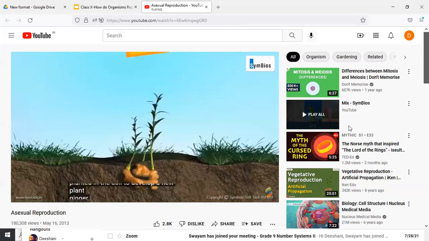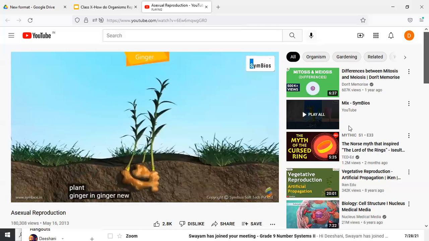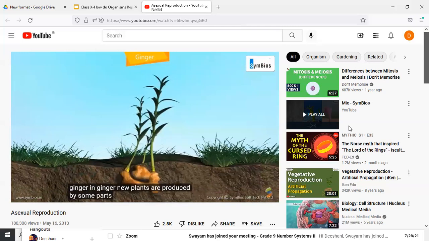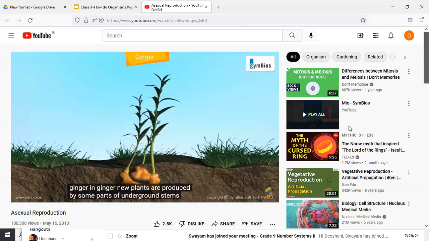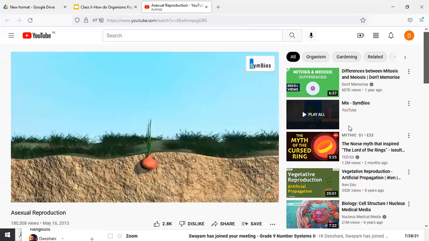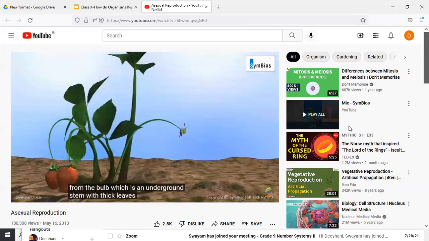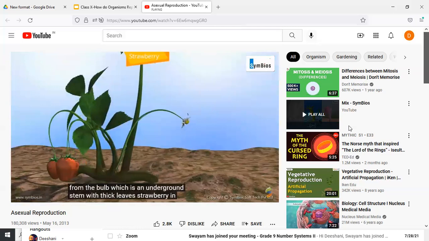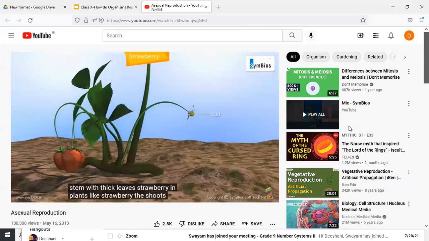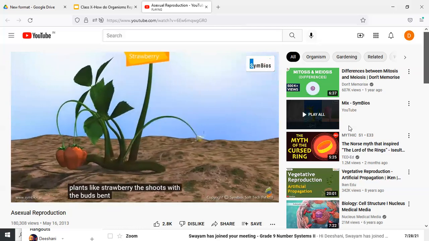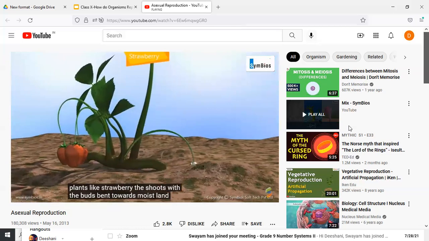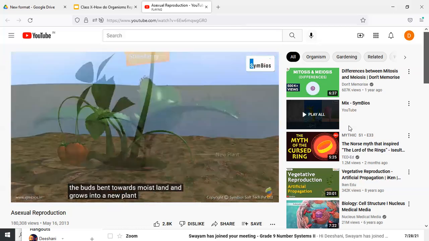new plant. Ginger. In ginger, new plants are produced by some parts of underground stems. Onion. In onion, new plants are produced from the bulb, which is an underground stem with thick leaves. Strawberry. In plants like strawberry, the shoots with the buds bend towards moist land and grow into a new plant.